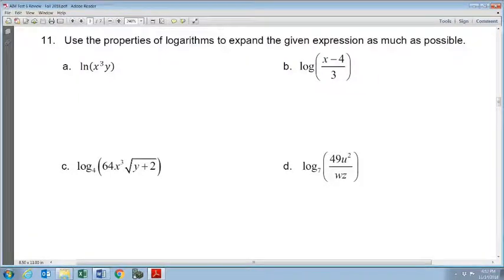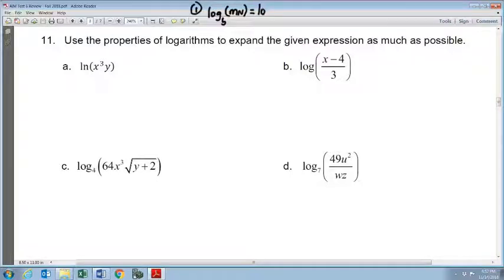So it says use the properties of logarithms to expand the given expression as much as possible. So all of these are single logs, and when we're done, they're going to be multiple logs, and in each case it'll be the log of a single number or a single binomial. So let's go ahead and review our properties.